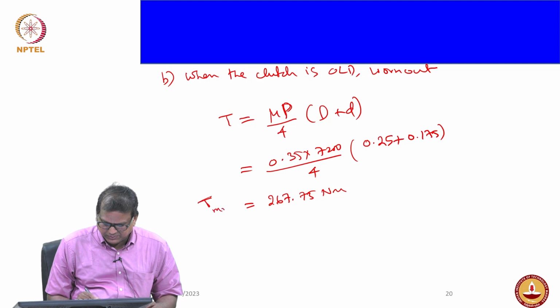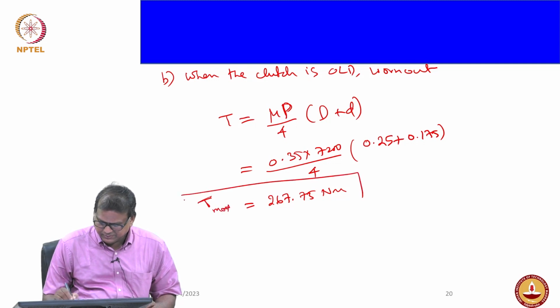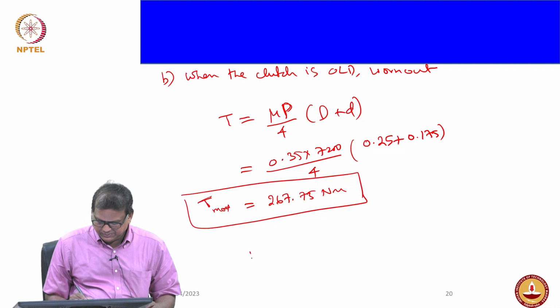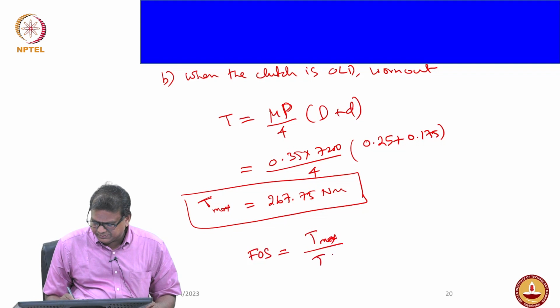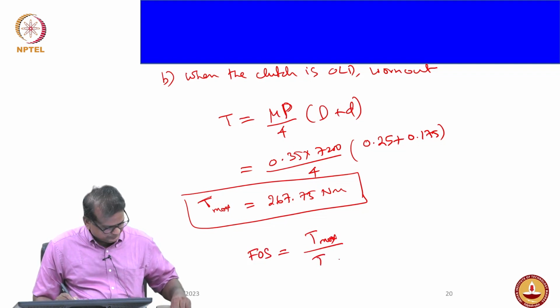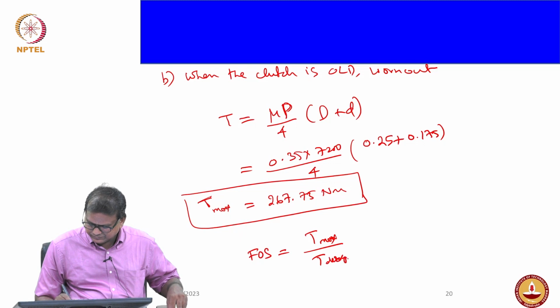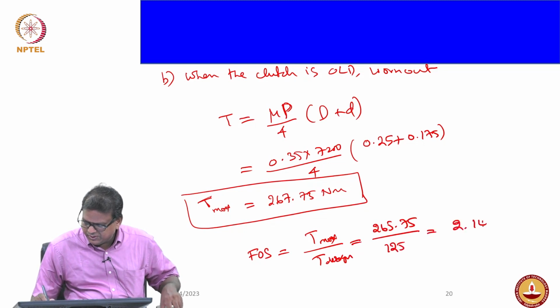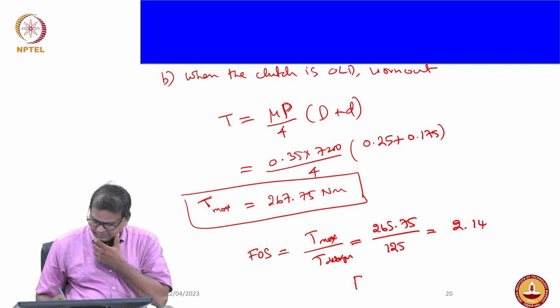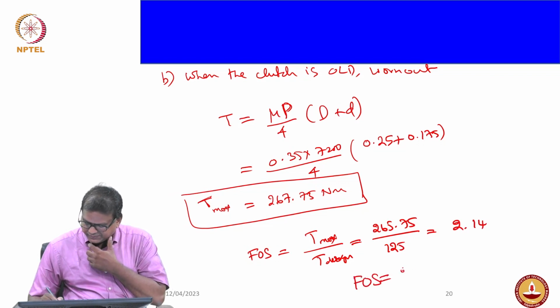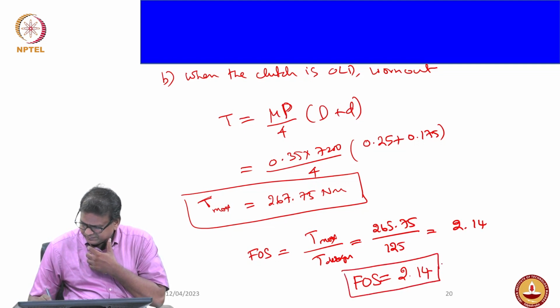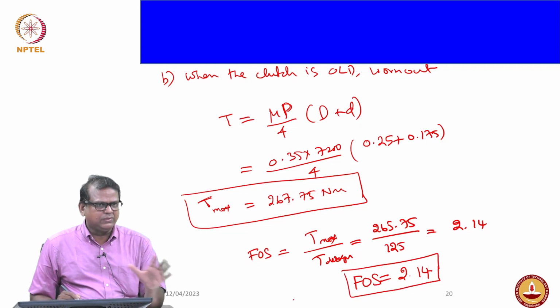It's the maximum allowable torque you are getting. So the factor of safety is T max by T design, right? So 267.75 divided by 125. So you will get 2.14, compared to 2.16 for the new clutch. The factor of safety is reduced if the clutch is worn. So we got two things.